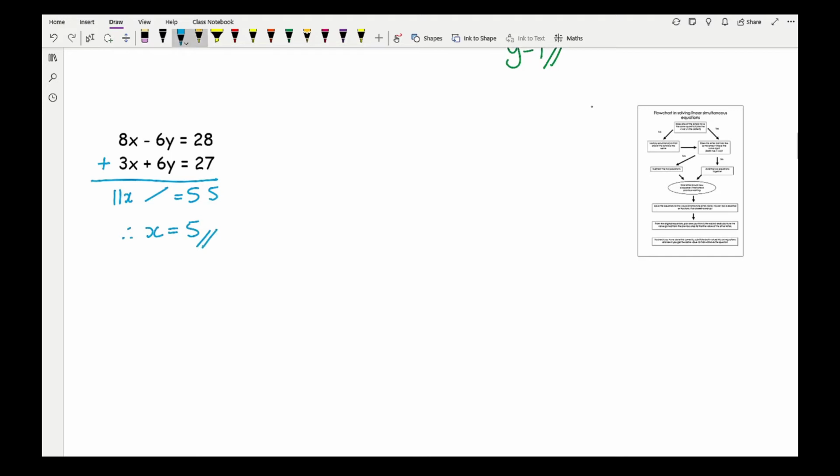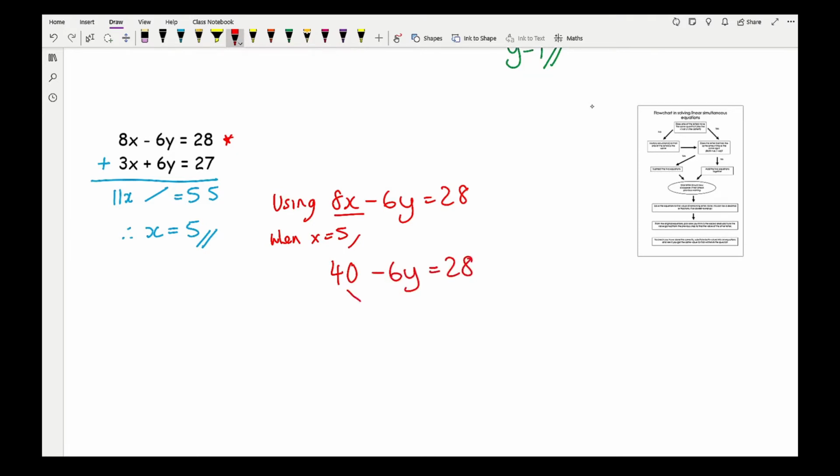So once I've done that, what I then need to do is pick one of the equations. And again, it doesn't matter which one you go for. So let's go for the top one. So using 8x minus 6y equals 28, and when x equals 5, I've got 8 times 5, which is 40, minus 6y equals 28. So if I take the 40 over to the side by subtracting 40, then I get minus 6y is going to equal minus 12.